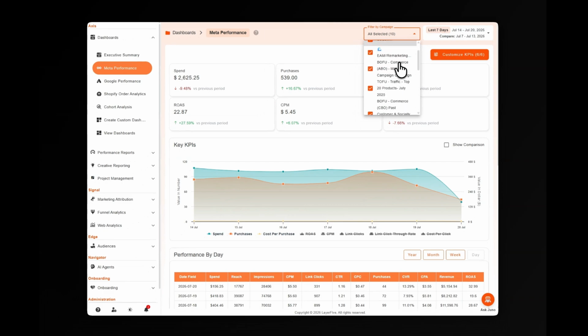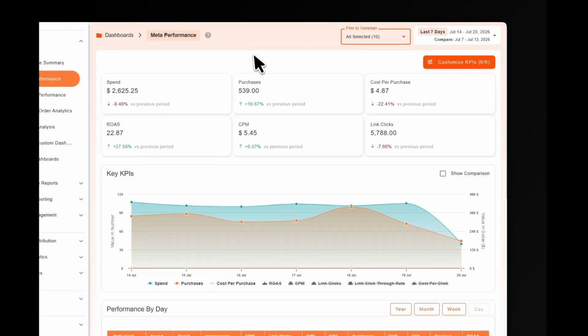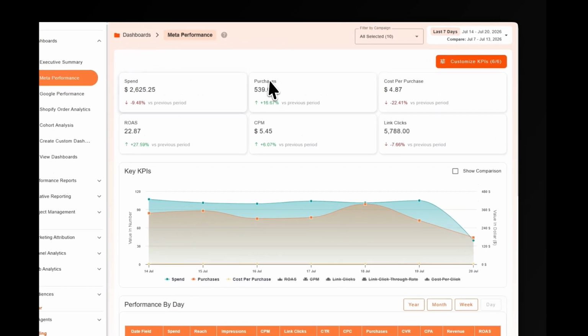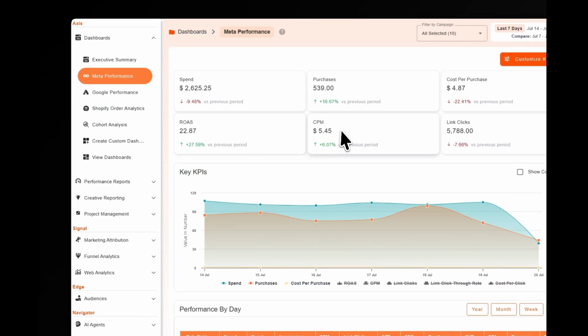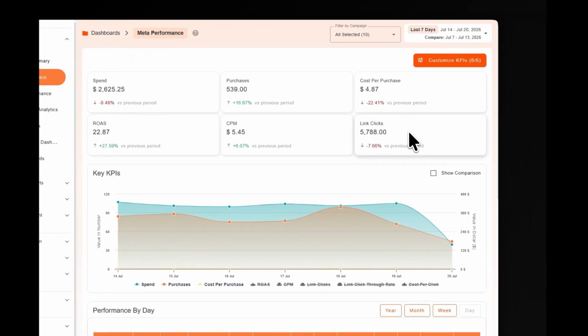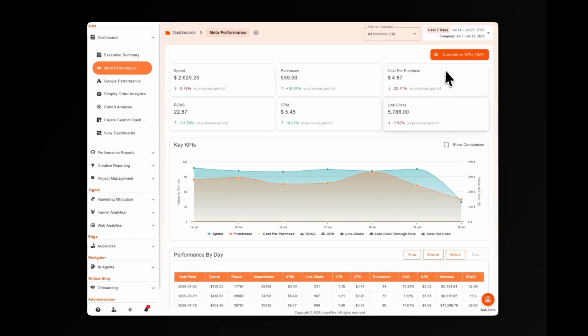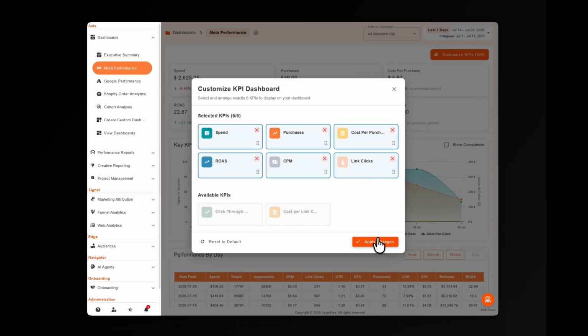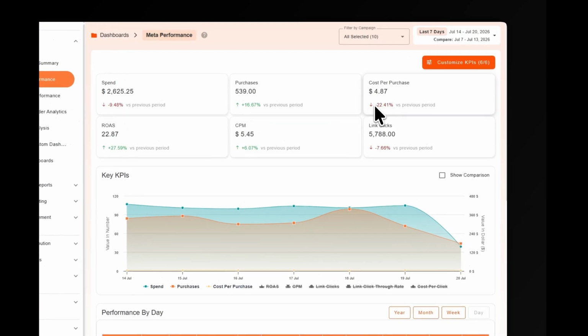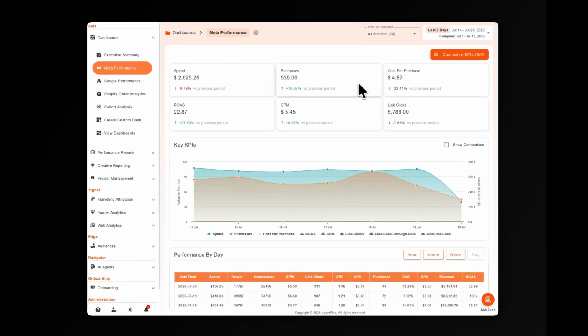across the whole account. At the top, you'll see KPI cards for spend, purchases, cost per purchase, return on ad spend, cost per 1,000 impressions, and link clicks. You can customize these. Select up to 6, remove any, and reorder them, keeping only the metrics you actually act on. A card you never reference during a review is noise.